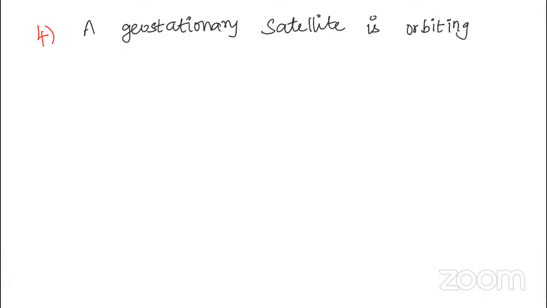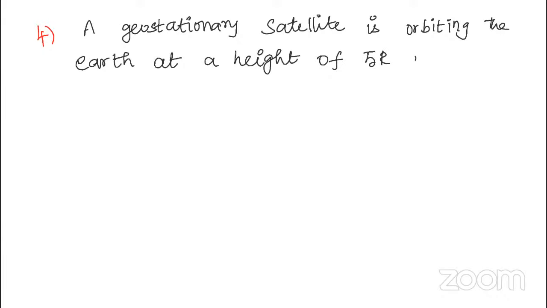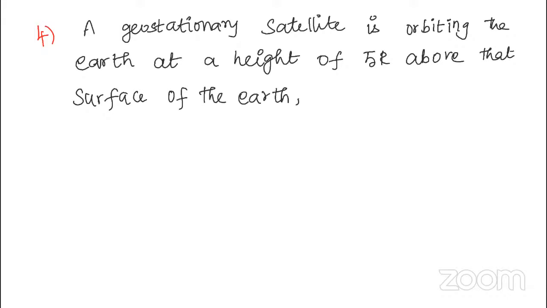A geostationary satellite orbiting the Earth at a height of 5R above the surface of the Earth, where R is the radius of the Earth.